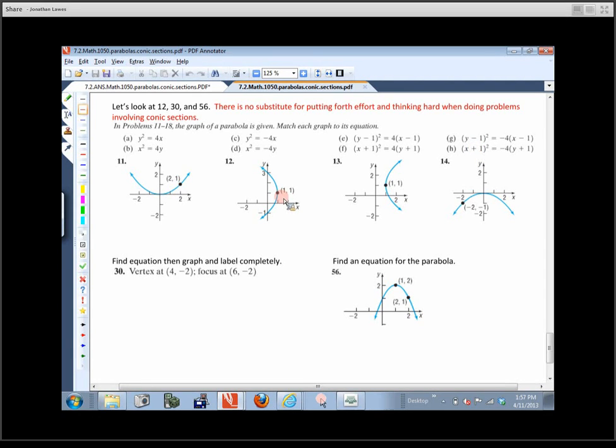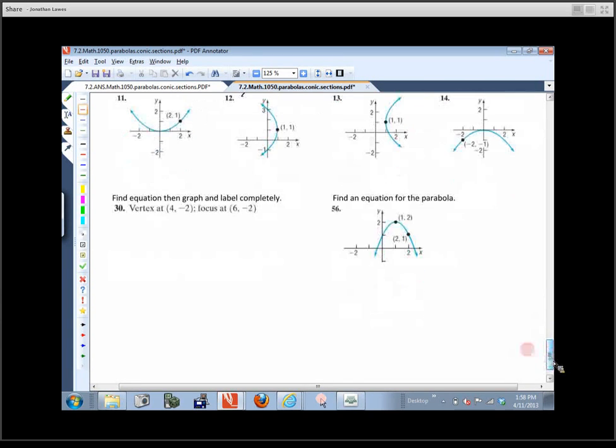Y squared, negative. It's not any of these, right? Okay. So it's got to be a y squared, so we can cross out these right here. And it opens to the left. Got to be that one. Okay. In each section, they'll give you some conic sections, and they'll say, hey, which equation would have to correspond to this? Okay. So let's take a look at another one.